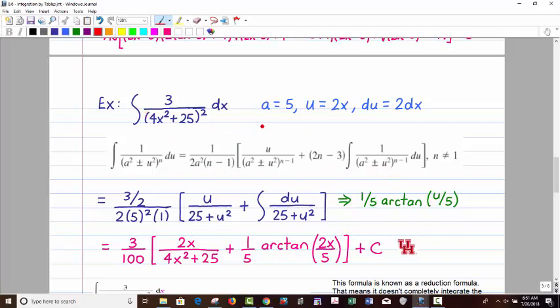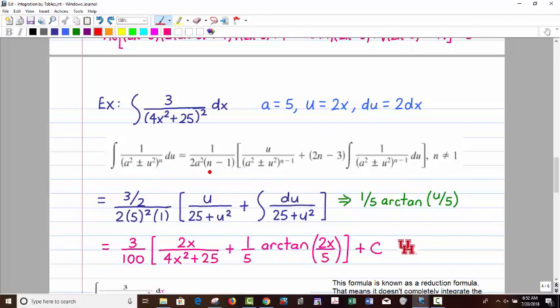So you see, look at this, the u would have to be 2x to make it 4x squared. And then a is 5 and du is 2dx. I didn't actually write it out, but I'm sure you would have figured out the next step would have said 1/2 du equals dx. So I have a 3, and now I'll have a 1/2 that comes from here. So that's where this 3/2 is coming from right here.